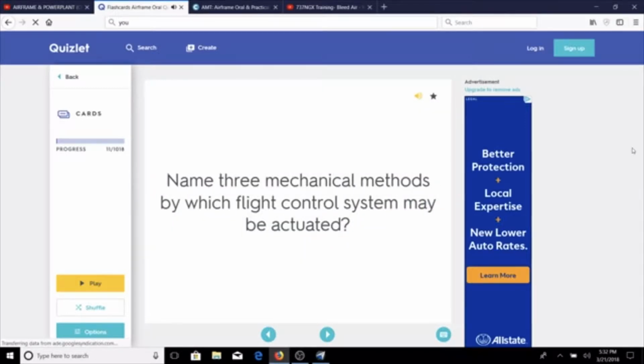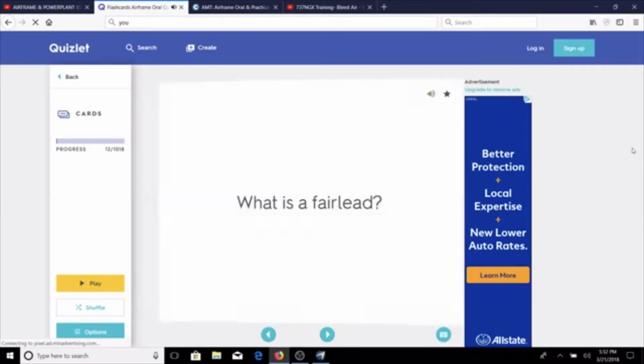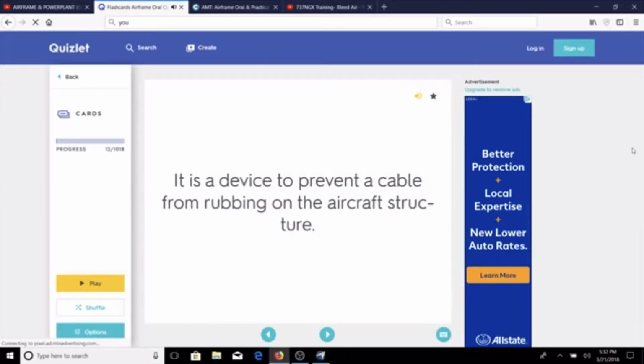Name three mechanical methods by which a flight control system may be actuated. Cables, push-pull rods, and torque tubes. What is a fair lead? It is a device to prevent a cable from rubbing on the aircraft structure.